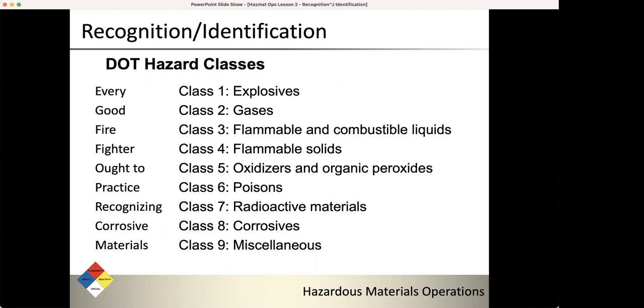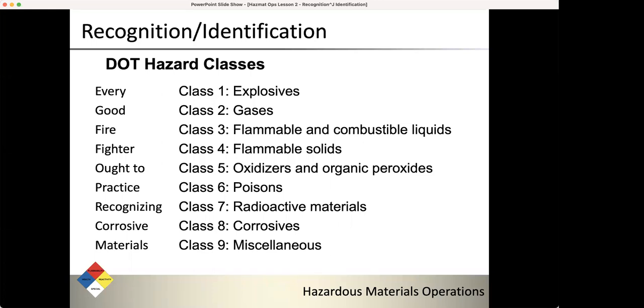All right, so the U.S. Department of Transportation has categorized materials by their hazard class. You're going to need to know how many hazard classes there are and start having an idea of what each one is.